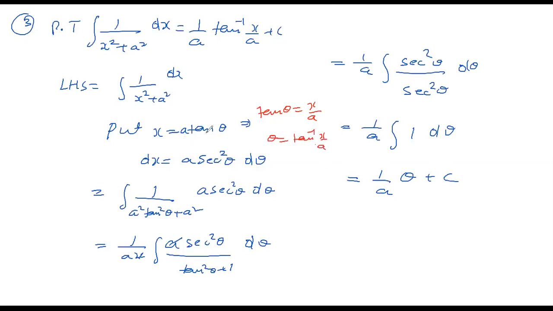Replace with this. I'll repeat once again. Tan theta is equal to x by a, tan goes to the other side, it becomes tan inverse x by a. The answer will be 1 by a tan inverse x by a plus c. I think this time it is a 5 marks question. They asked a question like this in 2020.